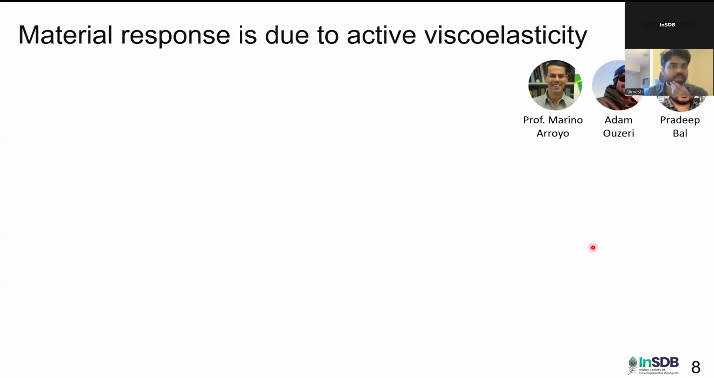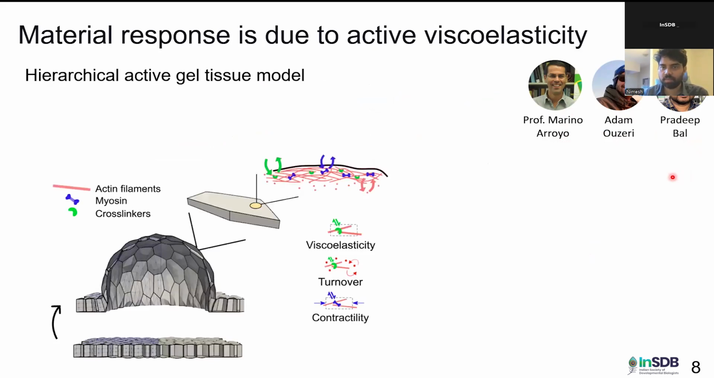So to understand this, this whole project has been a very close collaboration between Professor Marino Arroyo's group, with Adam Usseri and Pradeep Bal. So what they consider, in line with literature on epithelial monolayers, is that the actomyosin cortex plays a big role, as you saw in the previous talk as well. So they have created a model which models cells as a collection of actomyosin cortex, where every cell surface is an active gel. I will not be able to go into details, but the model accounts for three aspects.